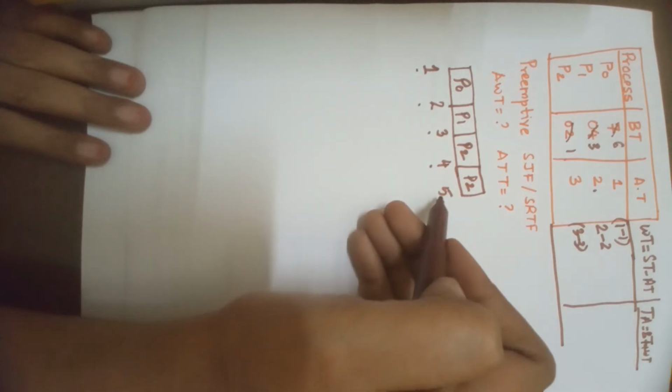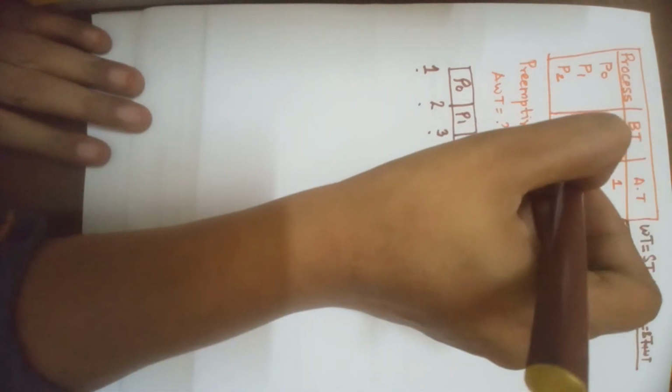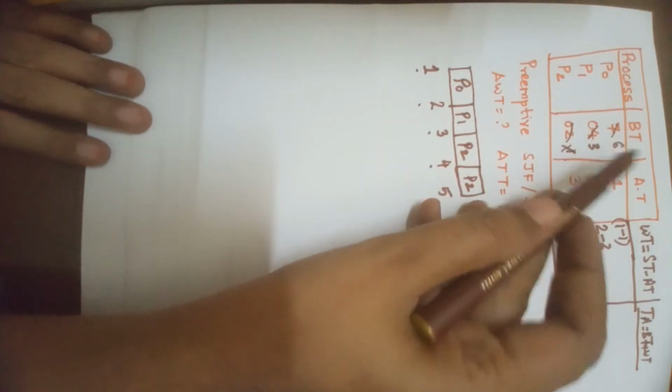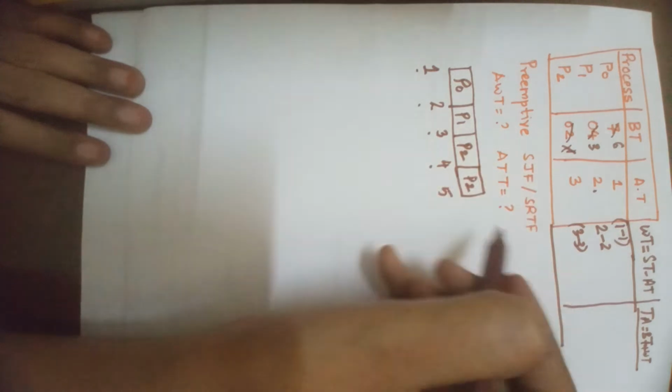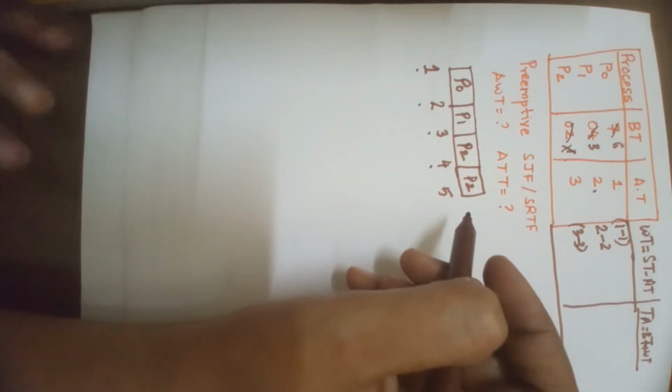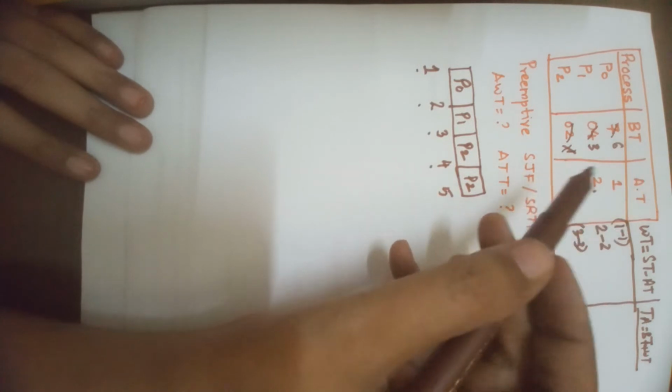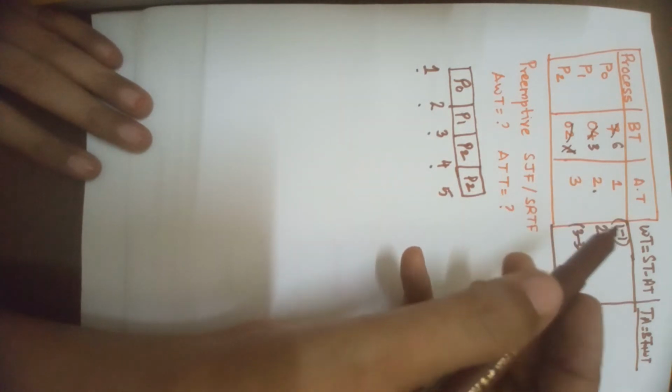So P2 is now completed. So what is there in our question? Only P1 and P0 remain. Now we had considered all the processes based on preemption. Now this question is converted into a non-preemptive question.